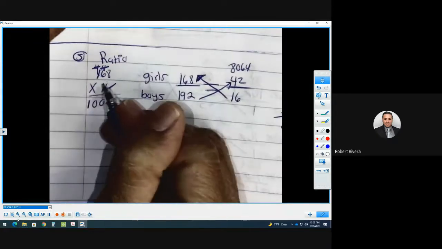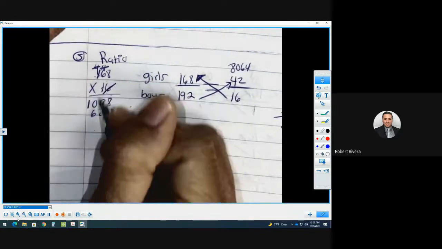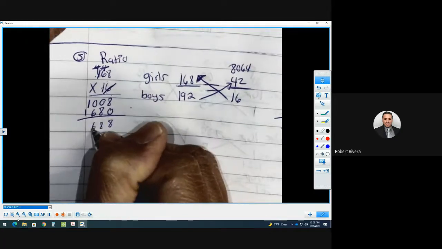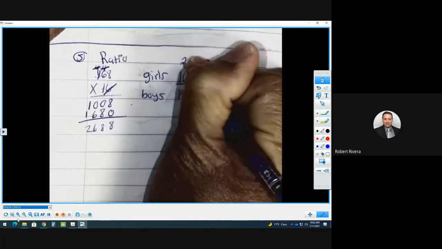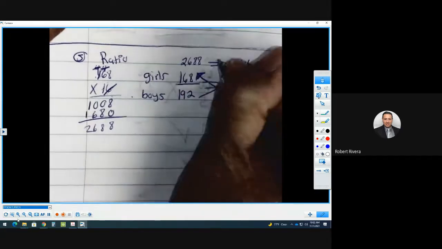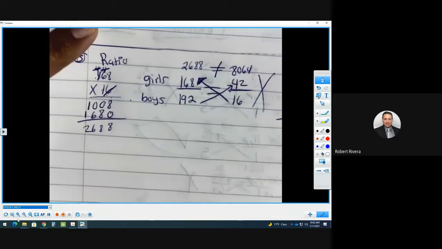Here we go. 1 times 8. 8. 1 times 6. 6. 1 times 1. 1. That one was easy. 2,688. Were they proportional? Not proportional. So this cannot be the answer. I'm done with the first choice.